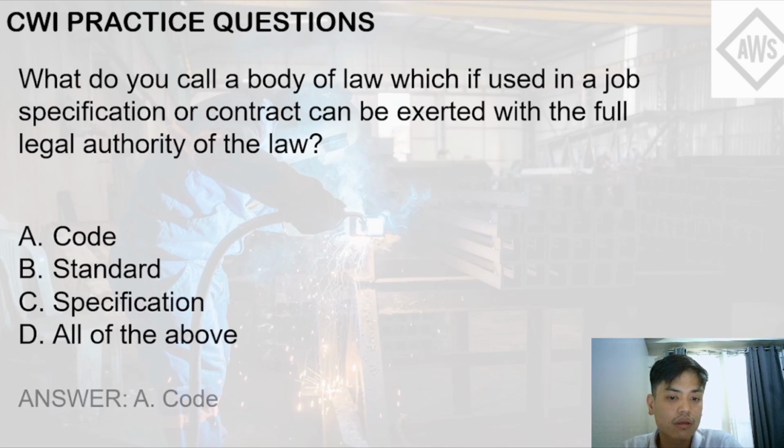For example, if AWS D1.1, which is a code for welding of structural steel, is used and is called upon in the contract or job specification, and accidents happen or lapses are made during construction of that project or maintenance activity, and it is found that there is non-compliance with the code, the engineer on record or those responsible may be called upon or subpoenaed in a court of law to be questioned regarding compliance or lack thereof with the code that's supposed to be used in that contract.